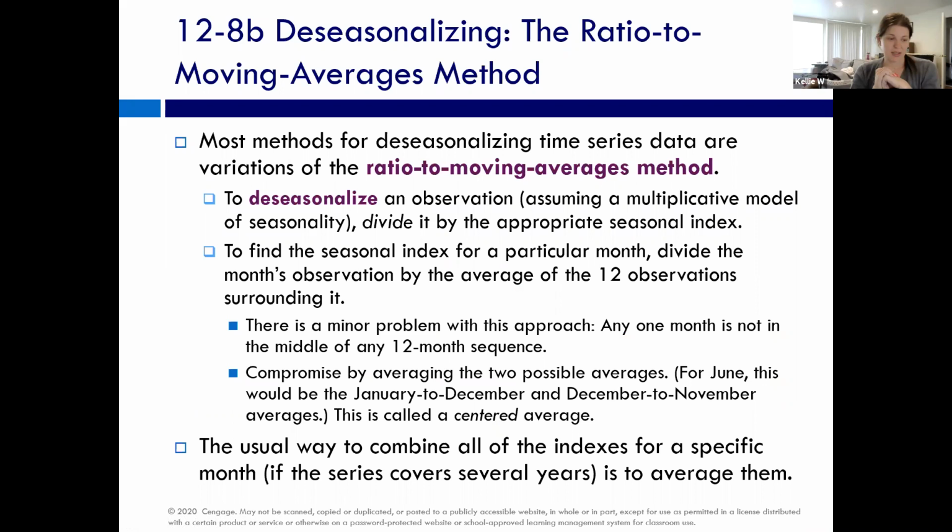And so the small problem with that is that any one month is not in the middle of a 12-month sequence. So we compromise by averaging the two possible averages. So if we're looking at June, that would be January to December and then December to November. So we're just centering our month on the 6 months prior and 6 months after. Then the usual way to combine all the indexes for a specific month is to average them if we have several years of data.